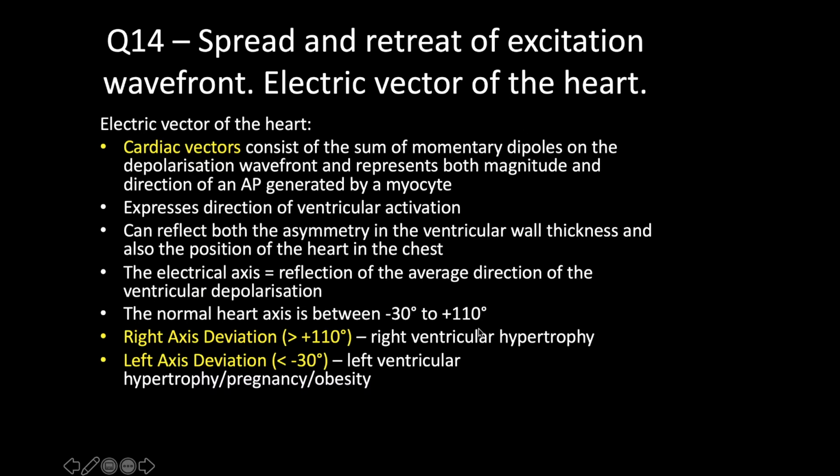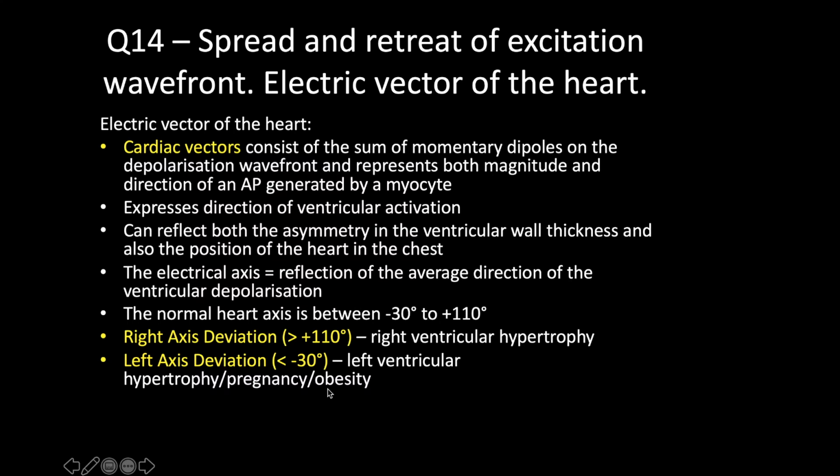And obviously, right axis deviation is anything beyond plus 110 degrees. This can be caused by right ventricular hypertrophy. I'll come on to a picture later on. And left axis deviation is anything under minus 30 degrees. It's caused by left ventricular hypertrophy, pregnancy, and obesity.